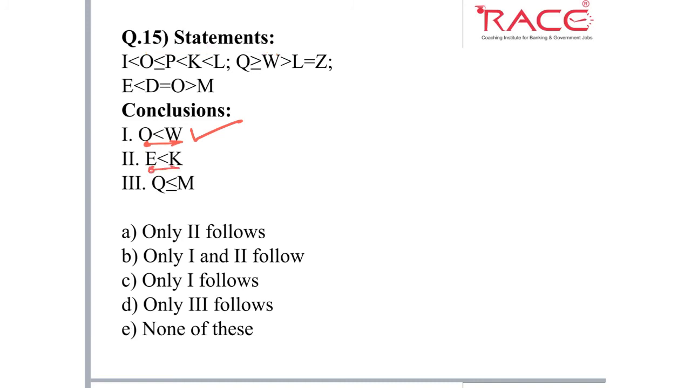Second is from E to K. So E we have in the third statement, K we have in the first statement. So E to O, O to K. So we can see from E to O and O to K there are no opposite signs, all are open face. So we need at least one highest priority that we already have here between E to D. So this conclusion also follows.